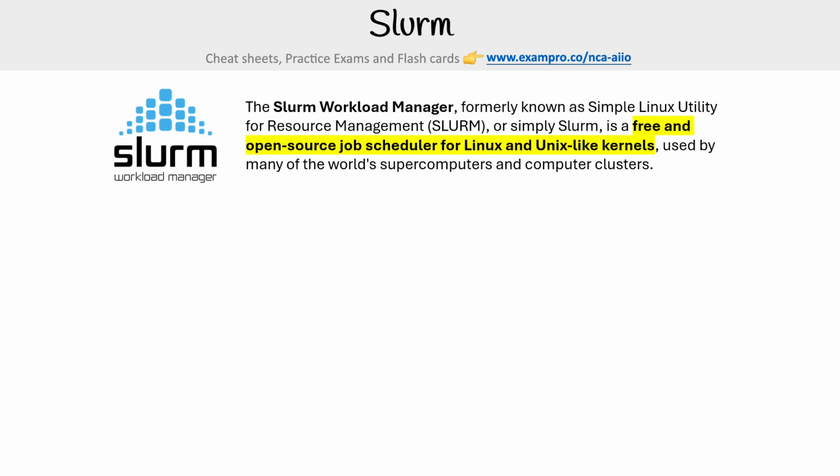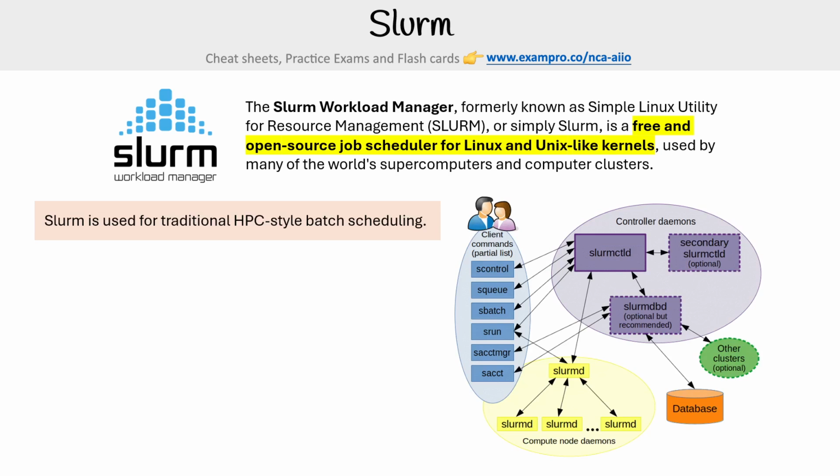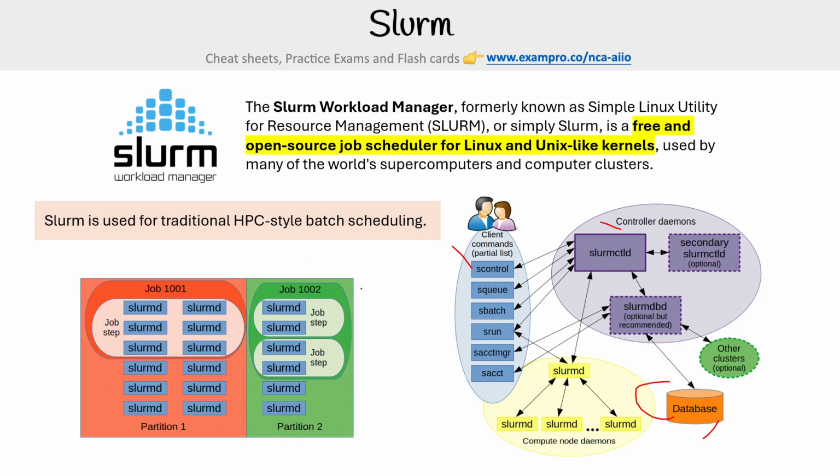If you know what a job scheduler is, you can think of it basically as a queue, right? Batch queuing, traditionally used for HPC, so high performance computing style batch scheduling. You'll notice here we have a bunch of different commands that we can control it with. There's stuff that is controlling running it. It is backed by a database. And then it has to manage all the nodes over here. Tying this over, you can see that you have jobs, and within jobs, you have job steps, and then there are partitions, et cetera.